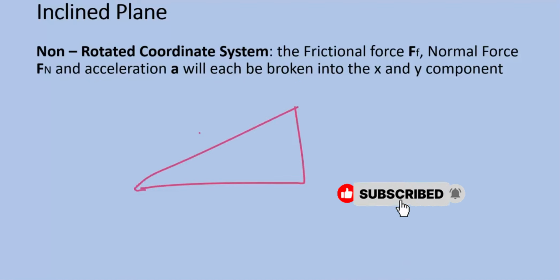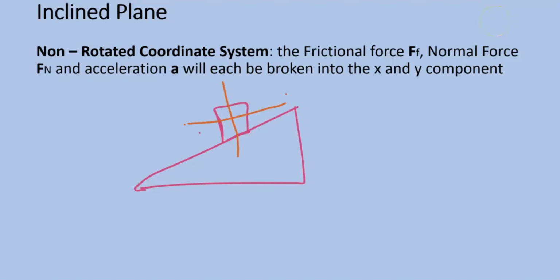In the non-rotated system, here is a plane and here is the object. In this case, the frictional force, the normal force, and the acceleration are each broken into the x and y coordinates. Now let's look at this. Here are the coordinates, here is the x and here is the y.